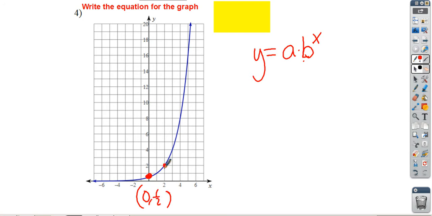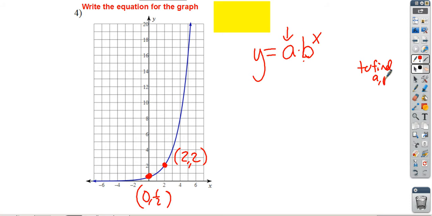And then find a point that's right on the intersection of the squares. That's right, it's very clear what that point is, it's 2, 2. So we just need to plug those in to find a, and a is this number right here.